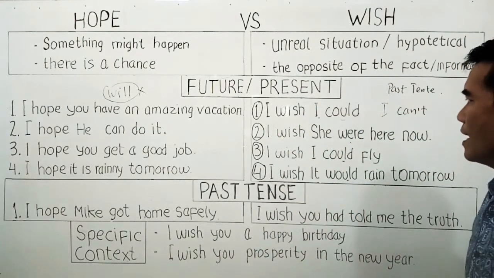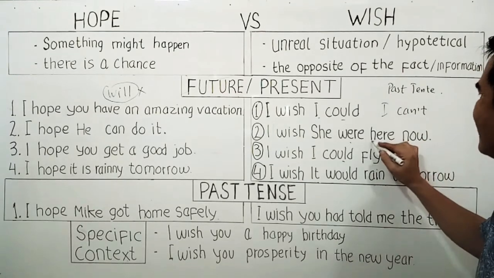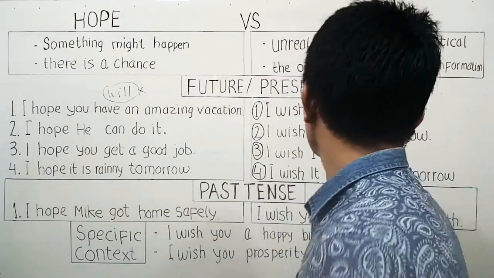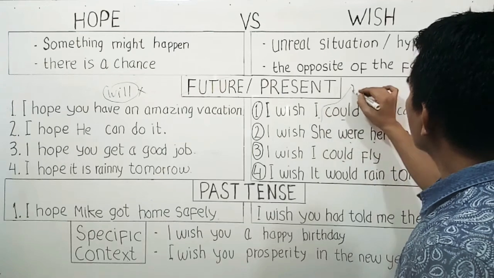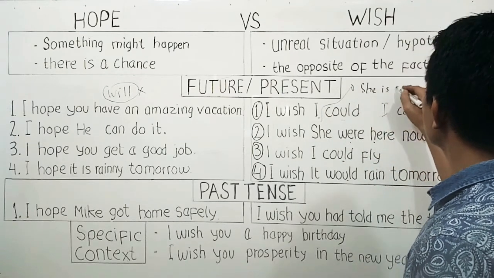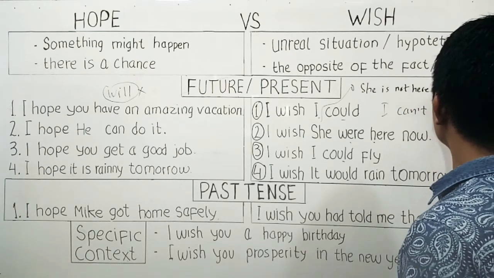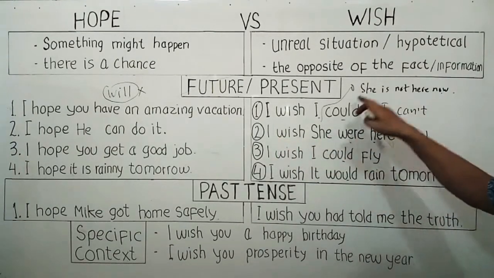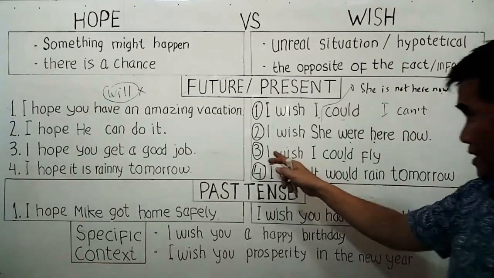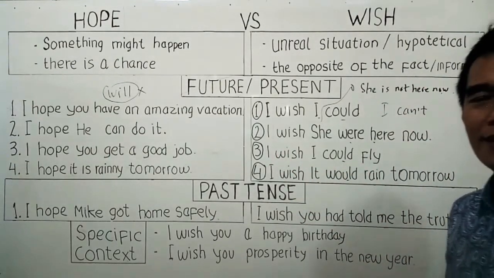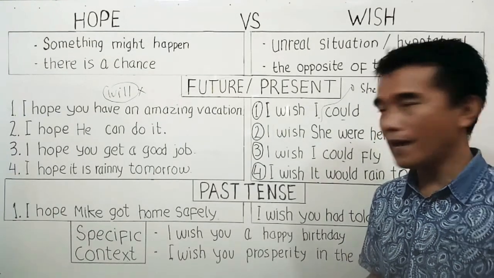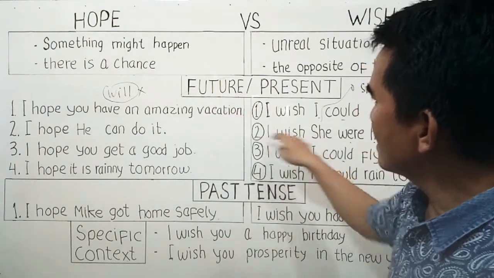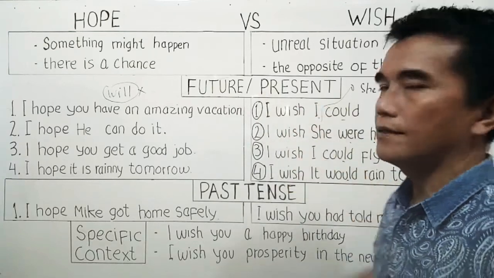Number 2: I wish you were here. What is the fact of this sentence? The fact is that she is not here now. And number 3: I wish I could fly. It means that I cannot fly. So please look here: in these sentences we talk about a future or present situation.